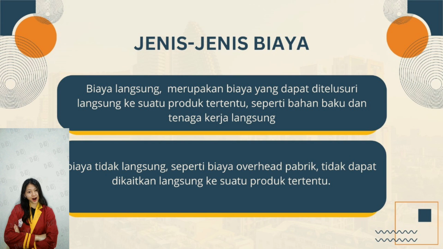In addition, costs are also divided into direct costs and indirect costs. Direct costs are costs that can be directly traced to a particular product, such as raw materials and direct labor. Meanwhile, indirect costs, such as factory overhead costs, cannot be directly linked to a particular product.